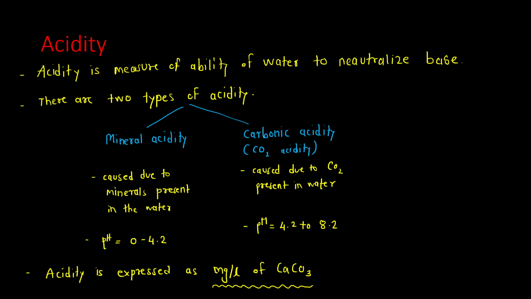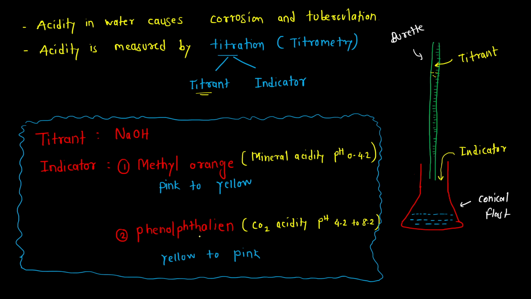No need to do a PhD in this. Why, sir, is it mg per liter of CaCO3 only? Just remember this expression: mg per liter of CaCO3. And why only CaCO3, sir? Why not some other component? Because the molecular weight of CaCO3 is 100. That's why we are taking CaCO3. So this is all about the acidity. Remember this table. Questions can be asked from this.